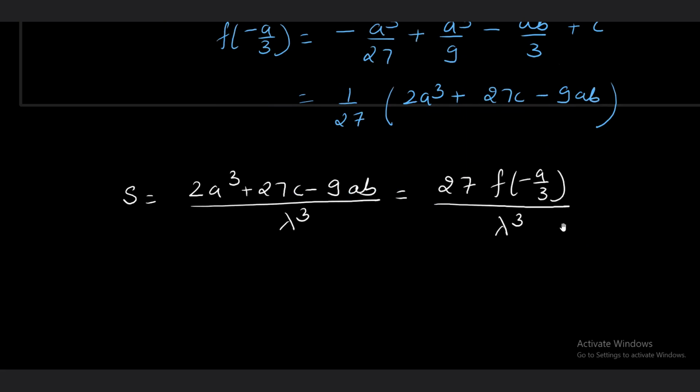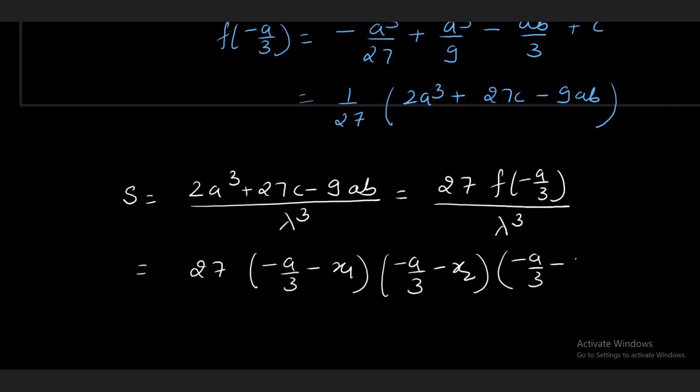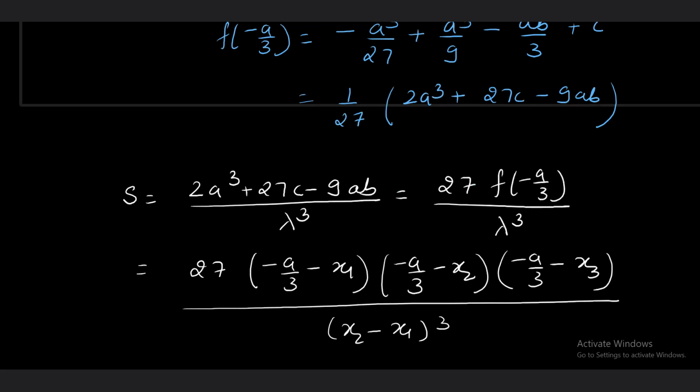चलें, let's proceed. Lambda cube means lambda, I know it is x2 minus x1 as given in the question. 27 ठीक है. What can you write for f of minus a by 3? You can write f of minus a by 3 as (minus a by 3 minus x1)(minus a by 3 minus x2)(minus a by 3 minus x3). I hope it is clear to everyone. क्योंकि f of x is (x minus x1)(x minus x2)(x minus x3). It is a monic polynomial. So x को I just have replaced with minus a by 3. That's it. Coming to the denominator, it is (x2 minus x1) whole cube. Right? This is what I am getting here.